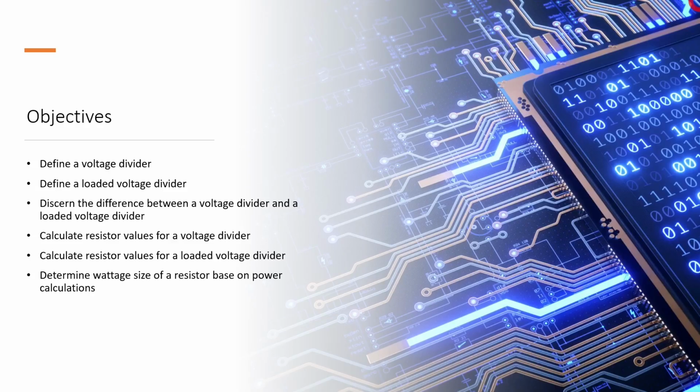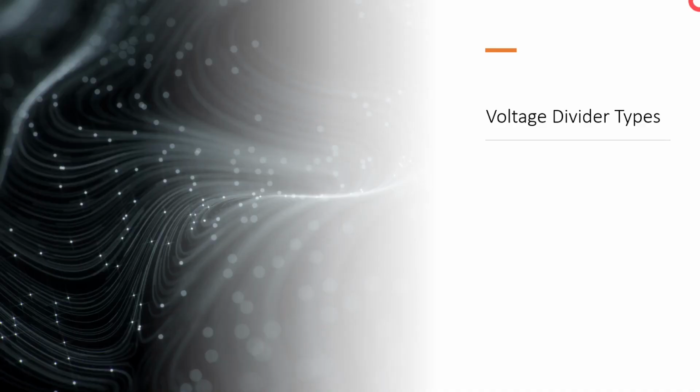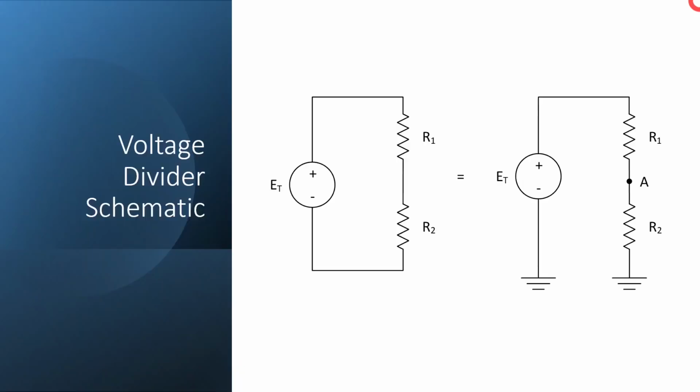our power calculations. So when we talk about voltage dividers, we're really talking about two different types. We have unloaded and we have loaded. Okay, we're going to look at the unloaded first. This is the least common.